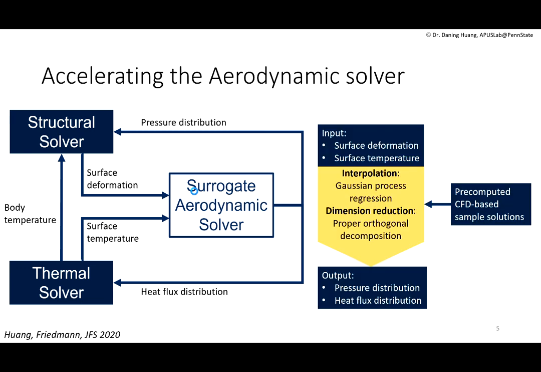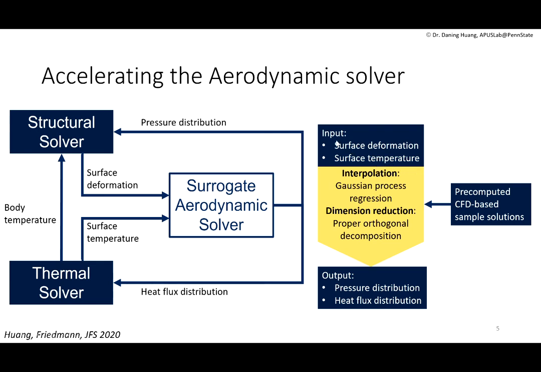And this surrogate solver is essentially an interpolation model. It takes the input, namely the surface deformation and temperature, and returns the pressure and heat flux distribution. This input and output relation is data-driven. It is determined using a data set of pre-computed CFD-based sample solutions. These solutions are associated with different surface deformation and temperature distributions.